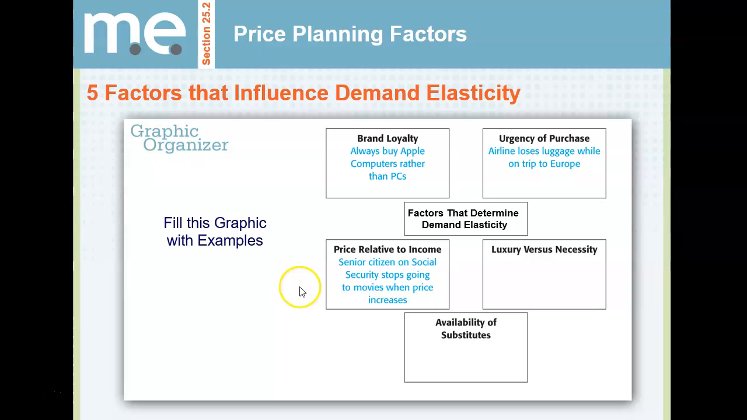Price relative to income. Senior citizen on Social Security stops going to a movie when prices increase because they're on a fixed income, right? Every month they get a check. That is all the money that they get when they're on Social Security. So if the price of movies goes beyond what their budget allows, well, there's no more movies for them.